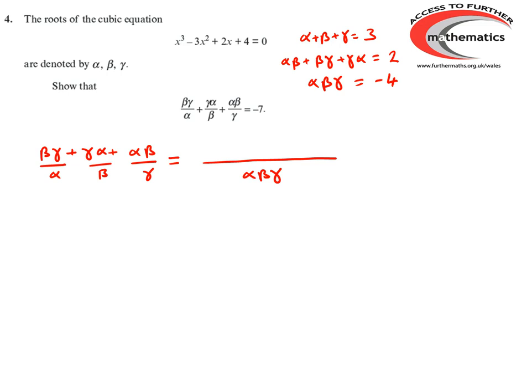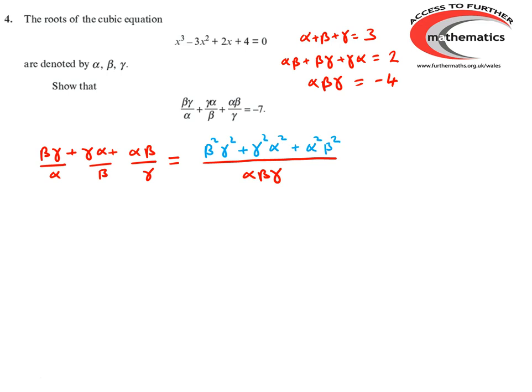Now the first fraction was beta gamma over alpha. We have multiplied the alpha by beta gamma to move to the common denominator. We need to do the same to the top. So we're going to end up with beta squared gamma squared over alpha beta gamma for the first fraction.